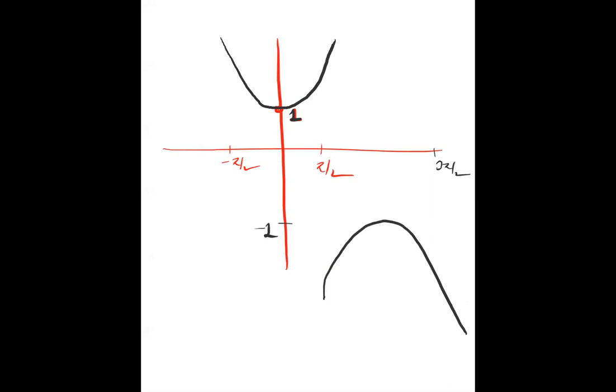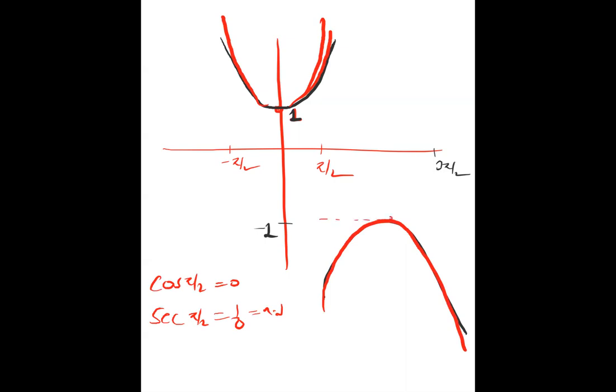Exactly at pi by 2, what will happen? The value will not be defined, because cos pi by 2 is 0. So sec of pi by 2 will be not defined because it will be 1 by 0. So there it will approach infinity. Minus pi by 2 also it will approach infinity. Like that, here also at pi by 2 it will approach infinity, and minus pi by 2 also. Understand? Clear now?